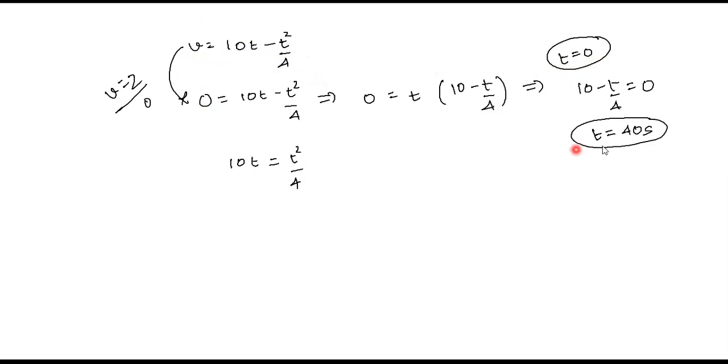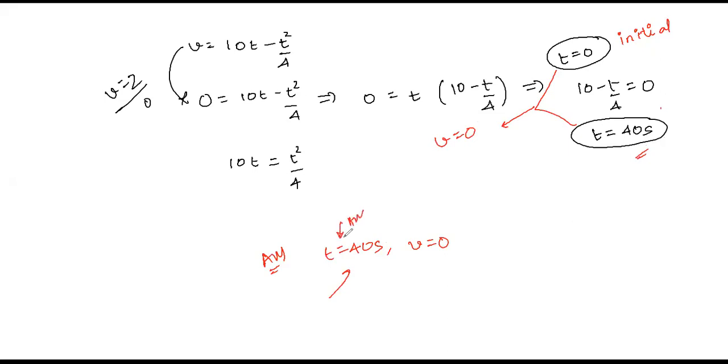We see that we get two values of time. One is t is equal to 0 and the other is t is equal to 40 seconds. It means that at both of these times the object is at rest. This conceptual understanding is very important, that at both of these times velocity is 0. This is coincidentally the initial point of motion, and this is some other point, t is equal to 40. So our answer for the question will be at t is equal to 40 seconds, velocity of the body turns out to be 0, right? So this is the answer, correct?